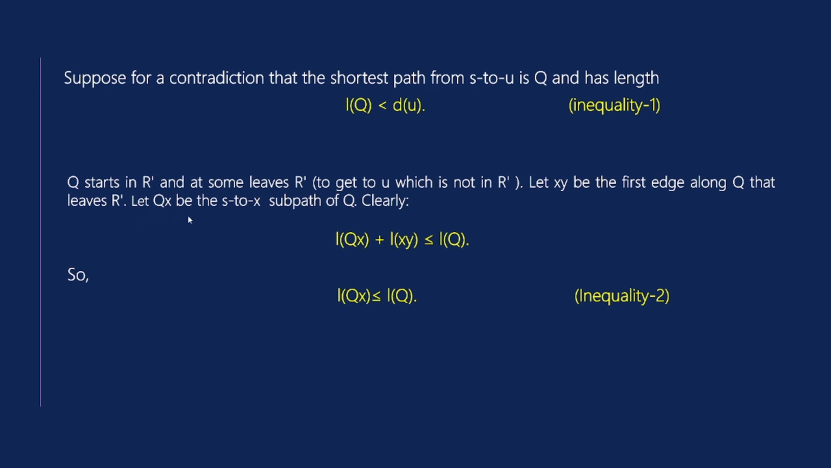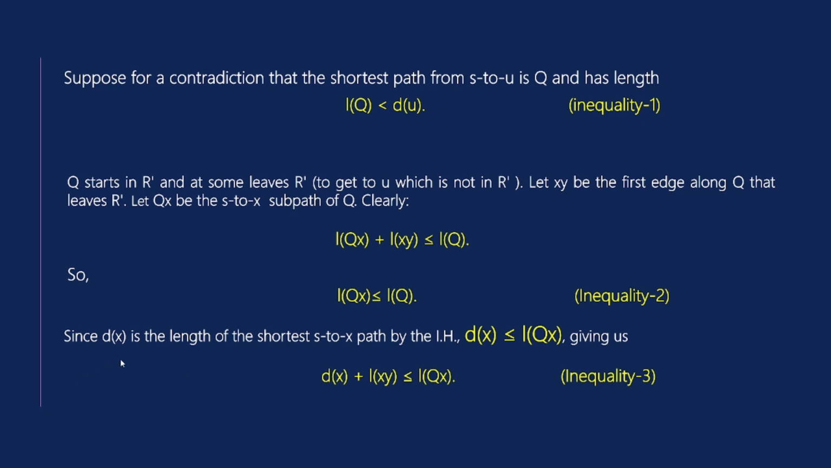Let Qx be the subpath from S to x of Q. Clearly, we can say that the length of Qx plus the length of xy is less than or equal to the length of Q, because the length of y to u we didn't add in this statement. So this quantity must be less than or equal to the length of Q. But the length of xy is positive or 0. So the length of Qx is less than or equal to the length of Q. This is our inequality number 2.